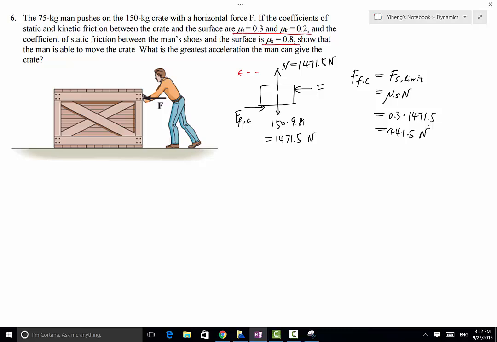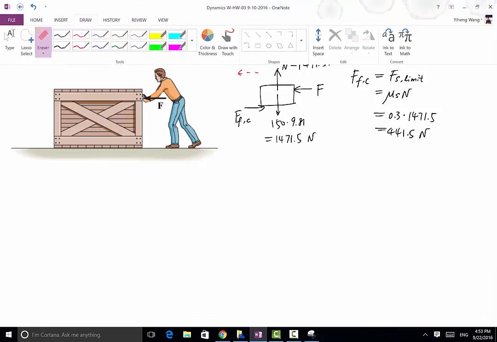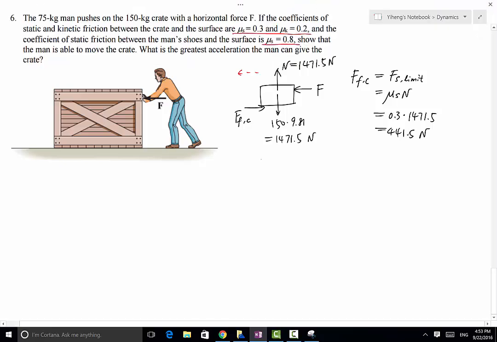At that limiting instant, we still have equilibrium along the x direction, the horizontal direction, because equilibrium is about to be broken. So this is my conventional x and y axis. The resultant force along the x direction equals the frictional force 441.5 minus F equals 0. Therefore, we can easily determine that F equals 441.5 Newton.